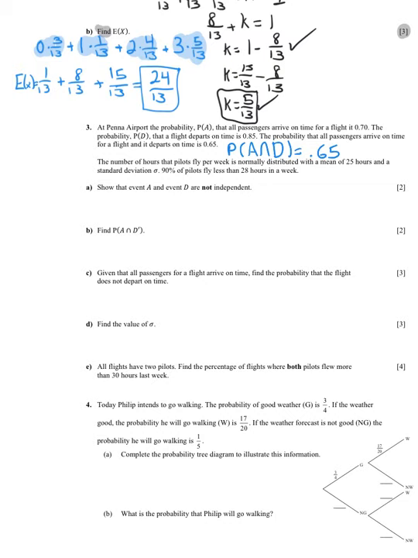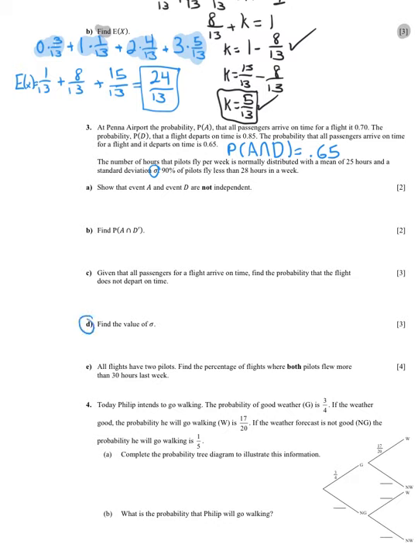The number of hours that pilots fly per week is normally distributed with a mean of 25 hours and a standard deviation of, I forget what the Greek letter is called, but the standard deviation. 90% of the pilots fly less than 28 hours in a week. What's the standard deviation? Oh, it doesn't give it to you. It's going to ask you to find that in part D.